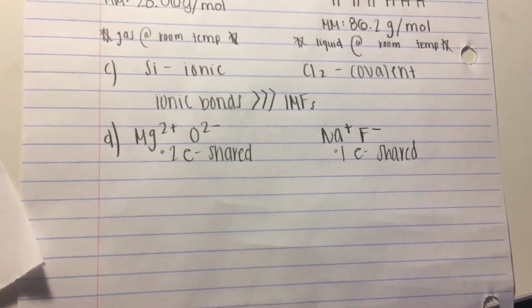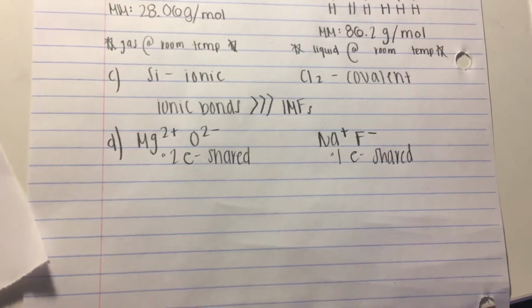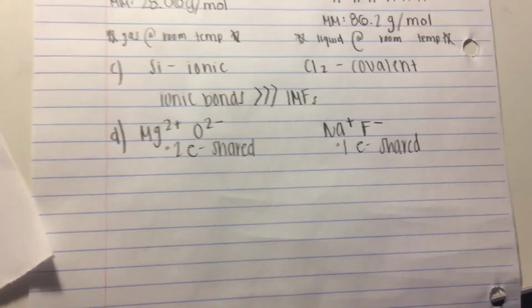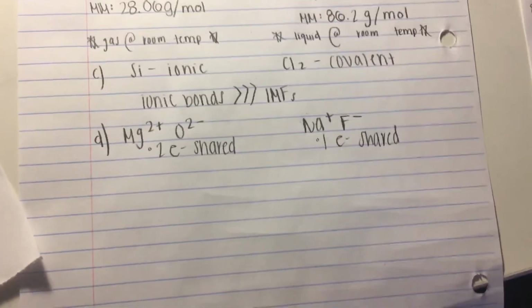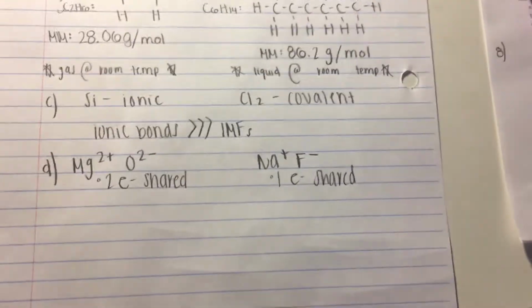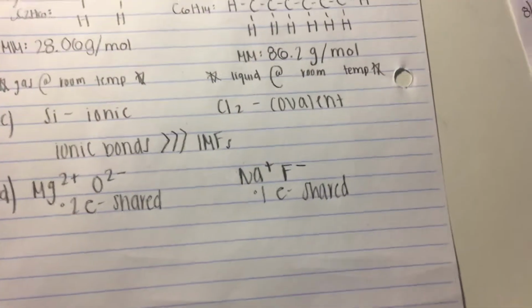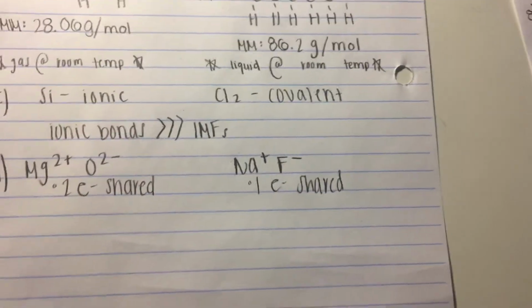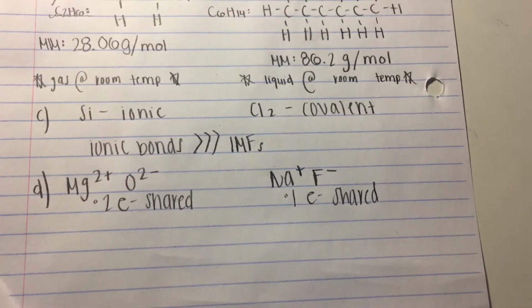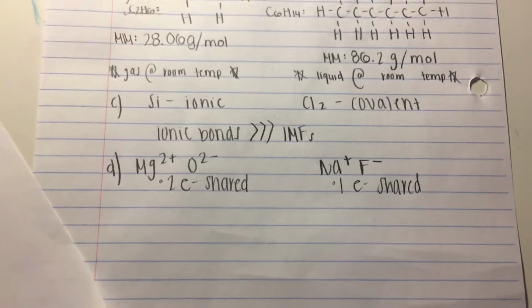MgO melts at a much higher temperature, 2852 degrees Celsius, than NaF, 993 degrees Celsius. Magnesium has a +2 charge and oxygen has a 2- charge. So in the compound MgO, 2 electrons are shared between the two elements. Na has a charge of +1 and F has a charge of -1. So in the compound NaF, 1 electron is shared.